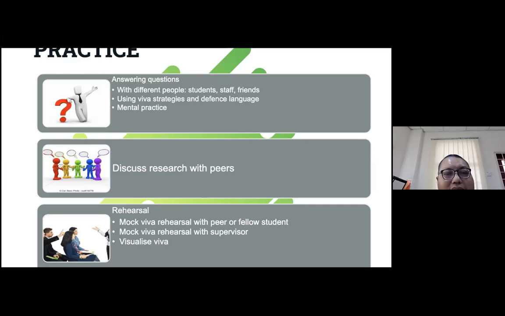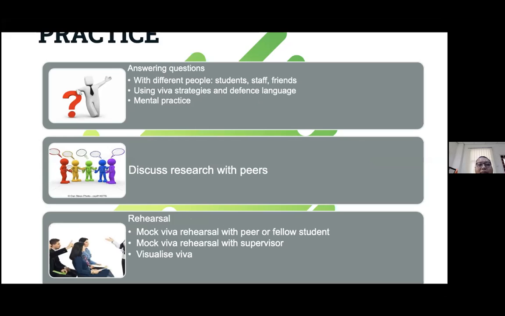So you need to practice. Practice answering with different people: students, staff, friends, and so on. You might ask your supervisor to do a mock viva, or other lecturers if they want. In fact, in our faculty, the deputy dean has also arranged for students who would like to have a mock viva. So maybe you can contact the faculty graduate school, not the UPM graduate school, and say you would like to have a mock viva. It will help.